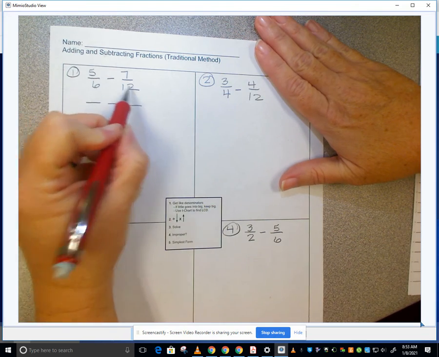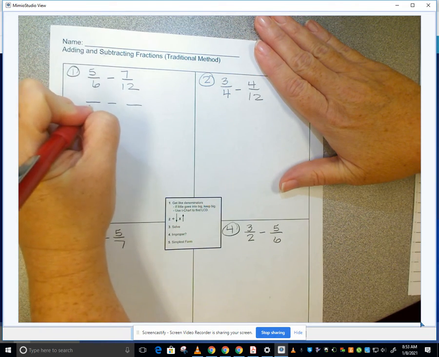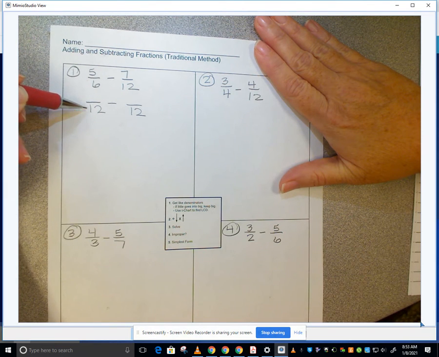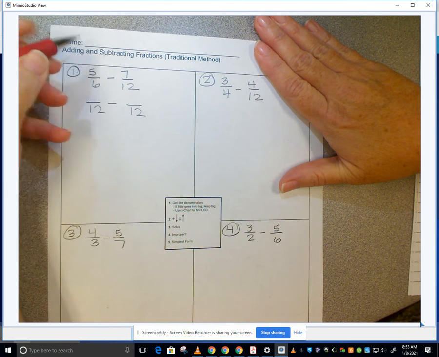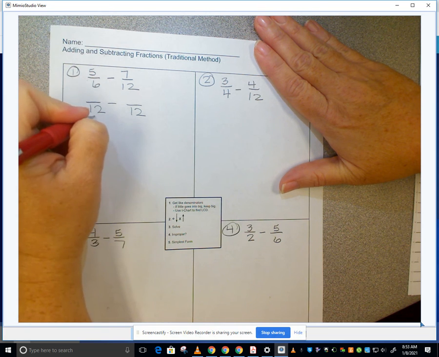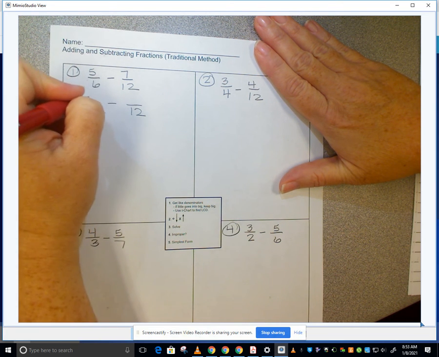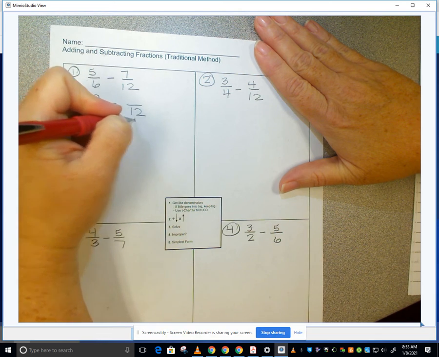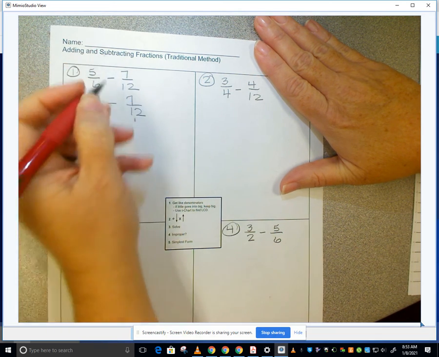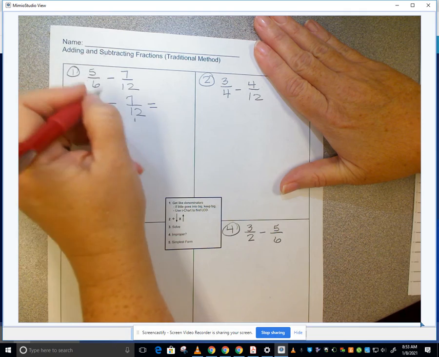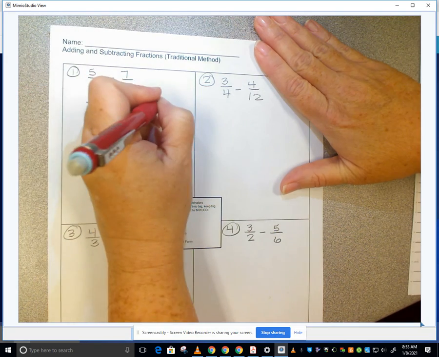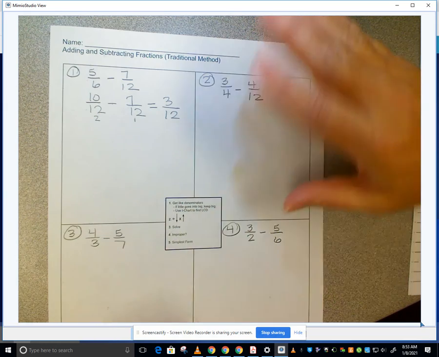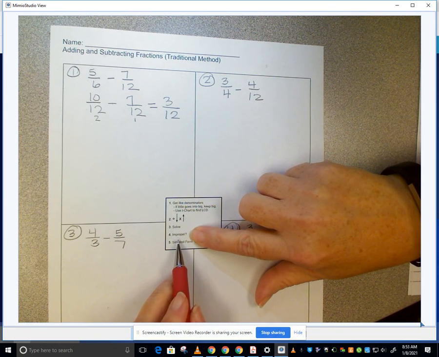Little goes into big. 6 will go into 12, so I get to keep 12. Now we're going to divide down, multiply up. 6 will go into 12, 2 times. 2 times 5 is 10. 12 will go into 12, 1 time. 1 times 7 is 7. Coming across to solve, 10 minus 7 is 3. I'll keep my 12.